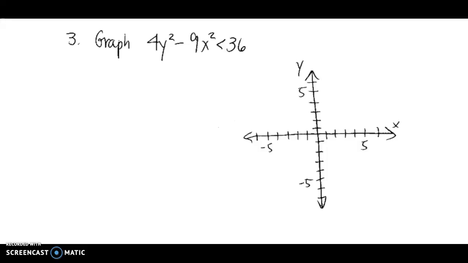Okay, so check this out. If we graph, you always turn it into an equation. This is a hyperbola because the x squared term is being subtracted. So we need this to be equal to what on the side? 1. So divide by 36.